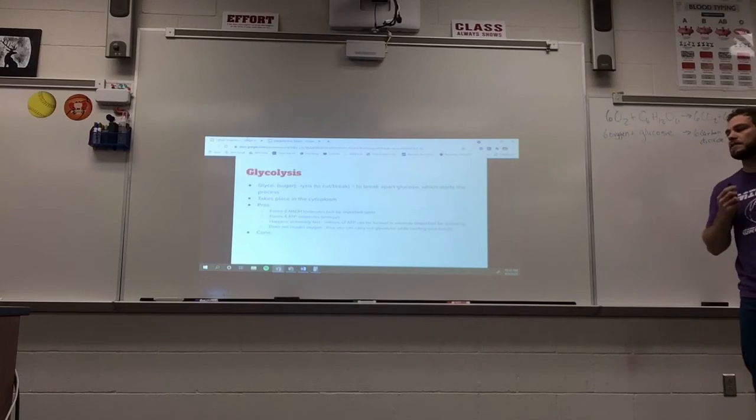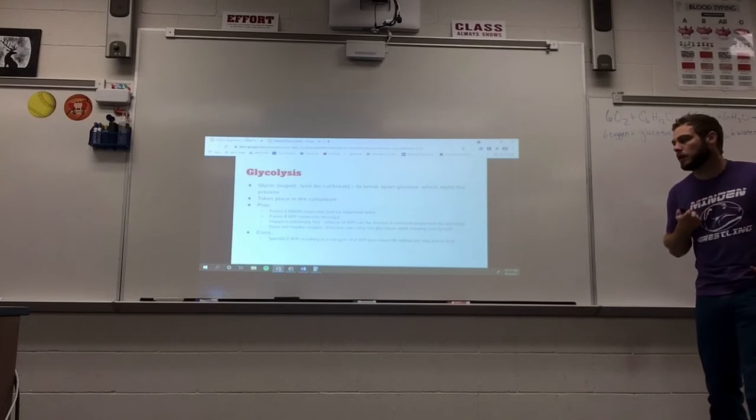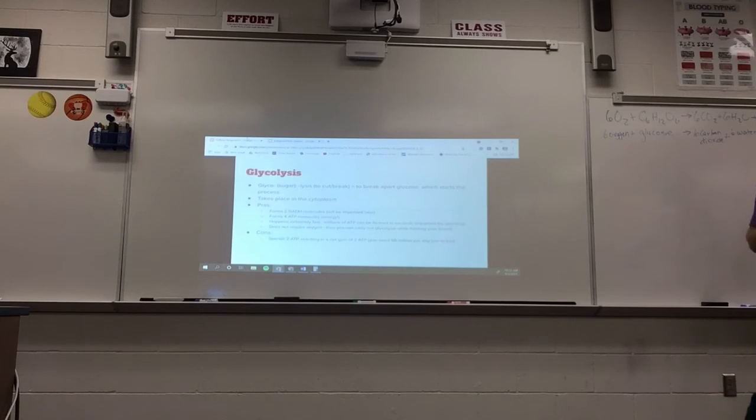Cons of glycolysis: you have to spend 2 ATP in order for it to happen. So just like you need that spark in your car to get that gasoline to burn, you have to spend 2 ATP. So as a result, you only end up gaining 2 ATP. You spend 2 and you get 4. So you get 2 ATP.